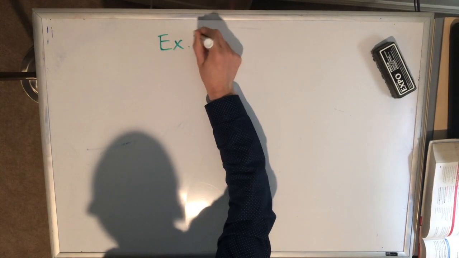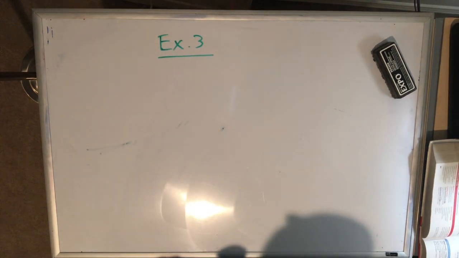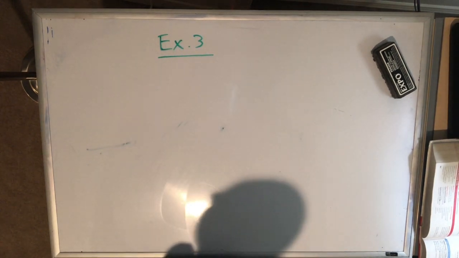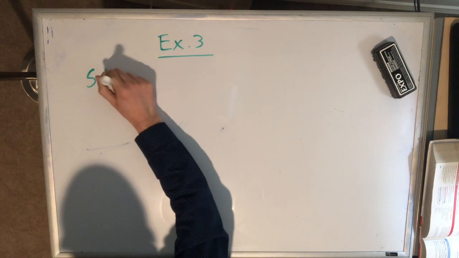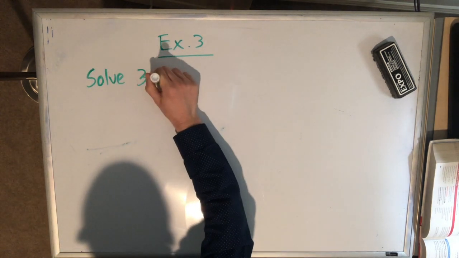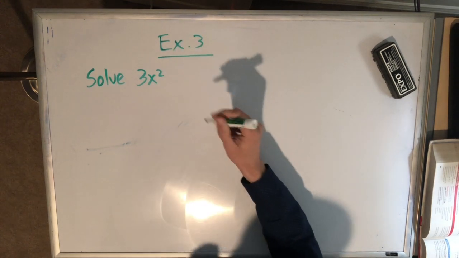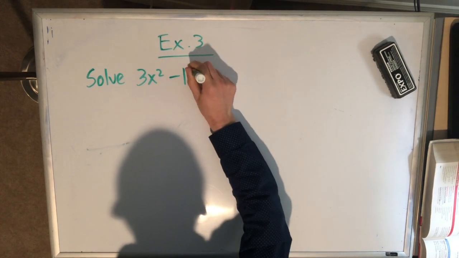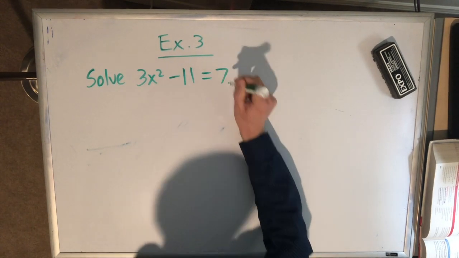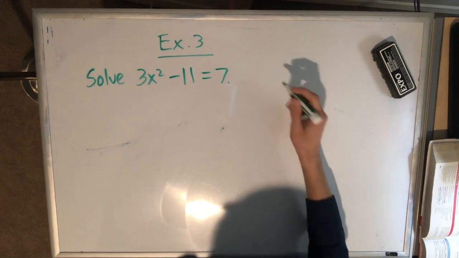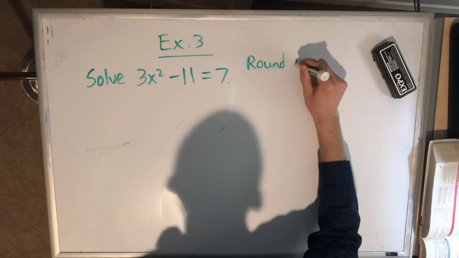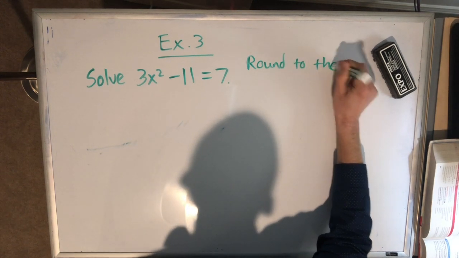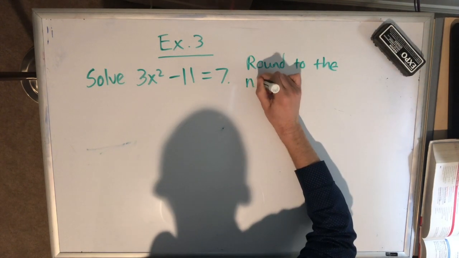Example 3. Solve 3x squared minus 11 equals 7. Round the solutions to the nearest hundredth.